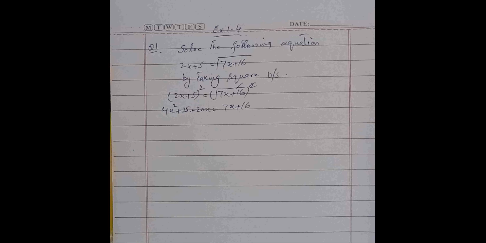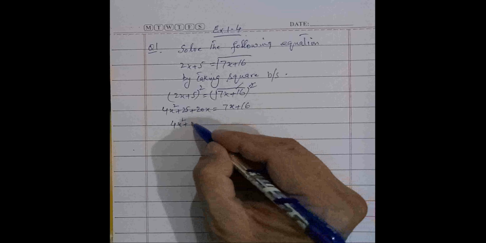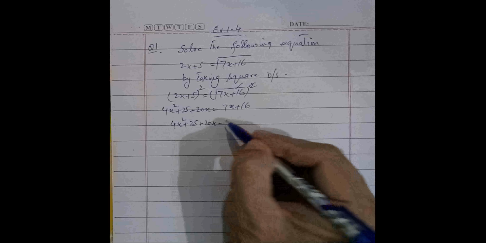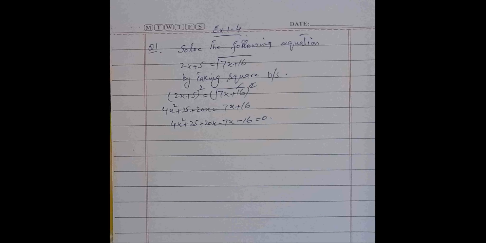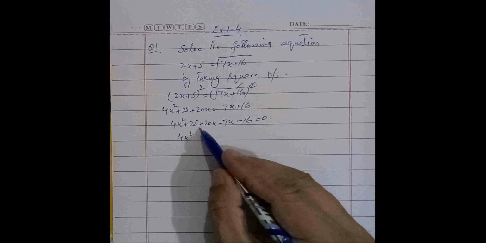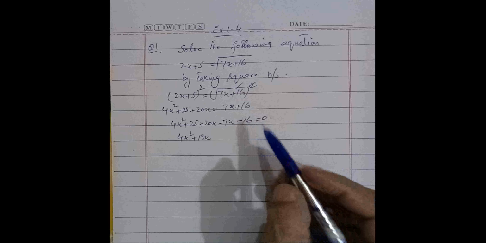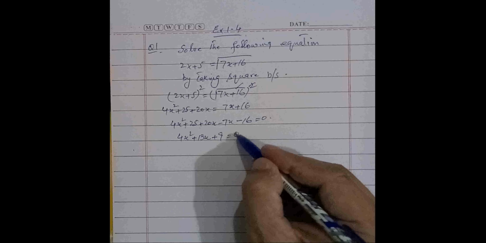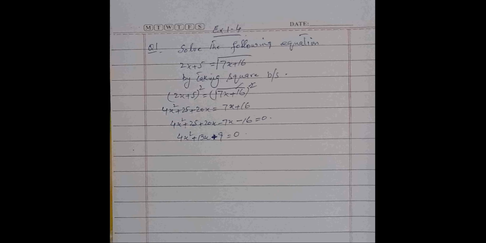Now we shift these values to the left side, we get 4x square plus 25 plus 20x minus 7x minus 16 is equal to 0. Now simplify these values, we get 4x square plus 20x minus 7x, we get 13x plus 25 minus 16, we get 9 is equal to 0. Now we solve this. This is a quadratic equation and we solve it by factorization.